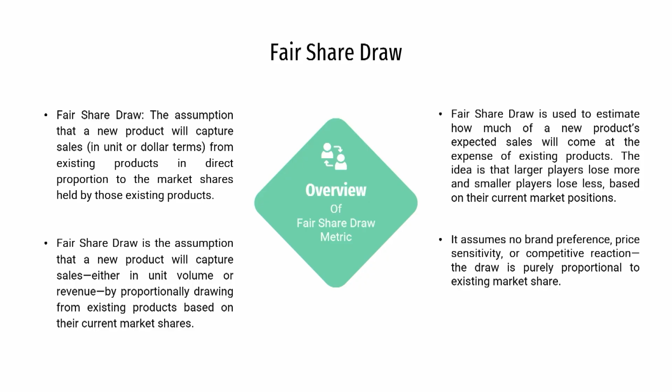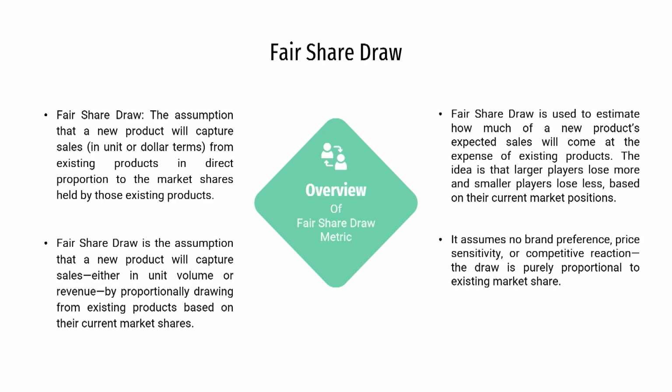Fair share draw is used to estimate how much of a new product's expected sales will come at the expense of the existing products. The idea is that larger players lose more and smaller players lose less, because for larger players the current market share will be very high, but for smaller players the current market share will be very low. So in terms of absolute gain, we are stealing more units from the large companies and fewer units from the small companies. It is dependent on their current market position.